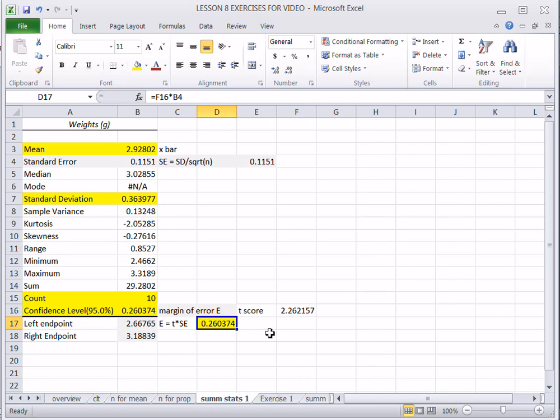It knows the count, one less than the count, and the given confidence level here. Remember, we had to pick 95%. And it then finds the t-score, and then it multiplies that t-score by the standard error. And that gives the margin of error.